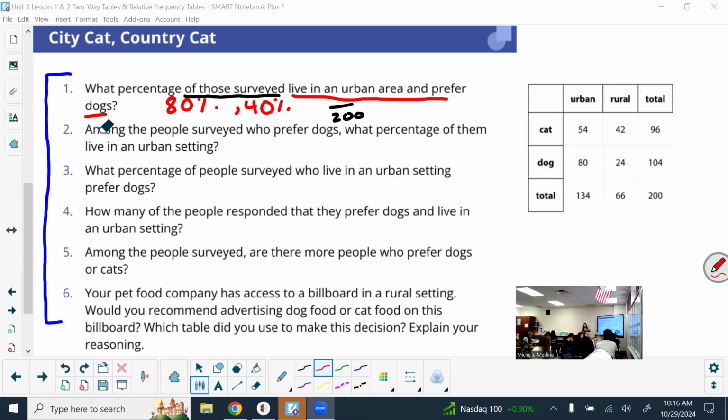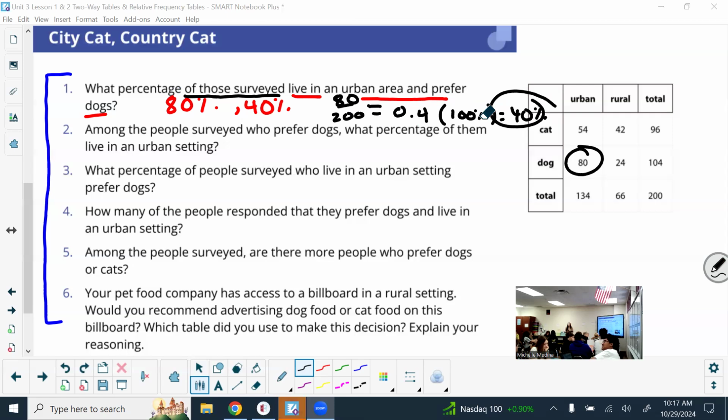Class, what should be the numerator? 80, because that is how many have both of those characteristics at once. Right next to this. Now you have to divide in your calculator. So 80 divided by 200 is 0.4, and it wanted the percentage. So that's where you have to, whatever decimal it is, multiply it by 100%, and the answer is 40%.